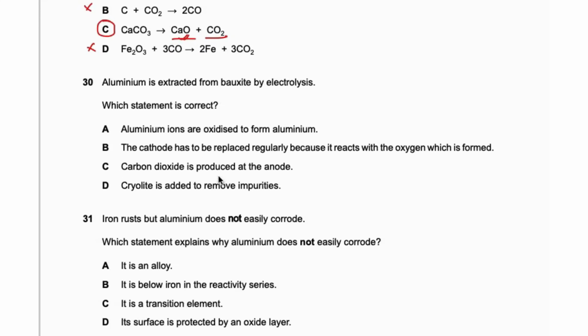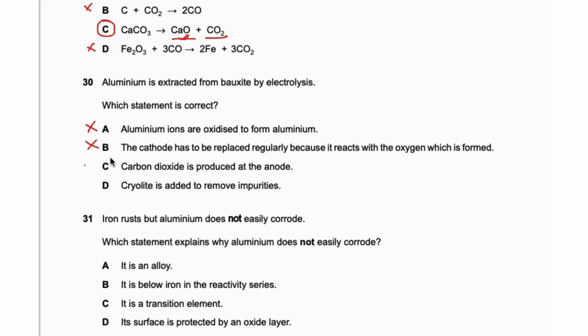30. Aluminium is extracted from bauxite by electrolysis. Which statement is correct? Aluminium ions are oxidized to form aluminium? No, it is reduced. The cathode has to be replaced regularly because it reacts with oxygen which is formed? The anode has to be replaced, not the cathode.